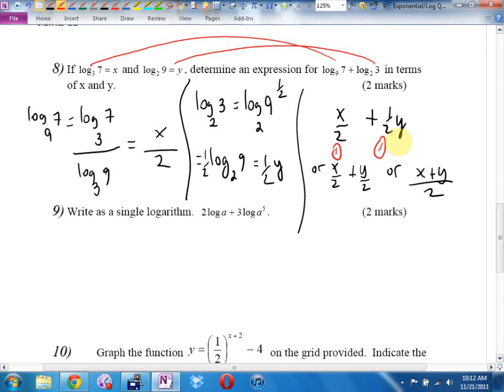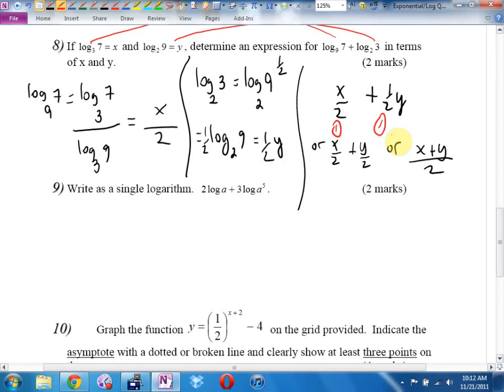Number nine says, write as a single logarithm. What's the base in number nine? 10. I had some students in my last class, they said they thought it was a. I said, well, first of all, if it was an a, the a would be really small next to the g, but also it would be 2 log base a of. There's got to be something in the log. The a's got to be inside the log.